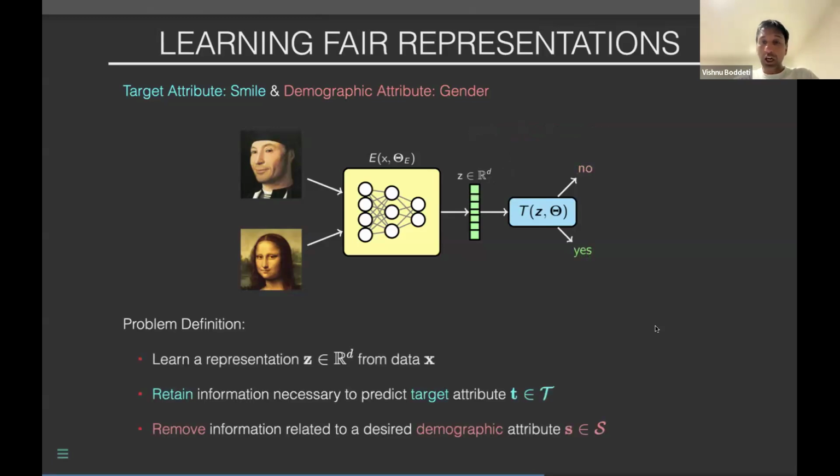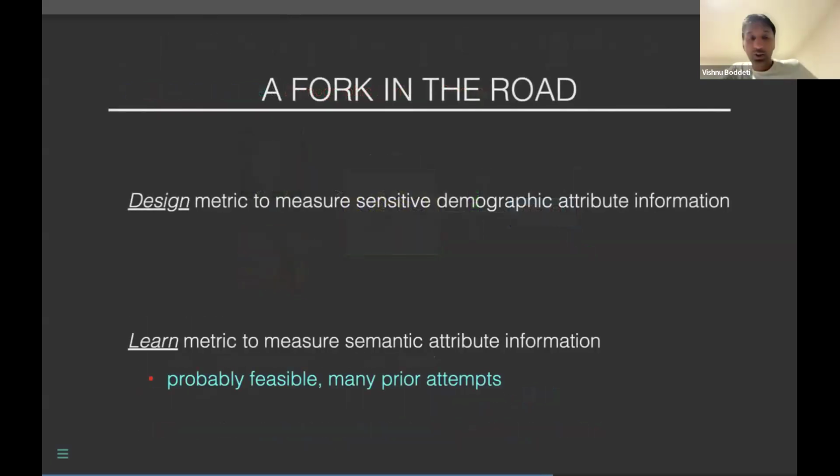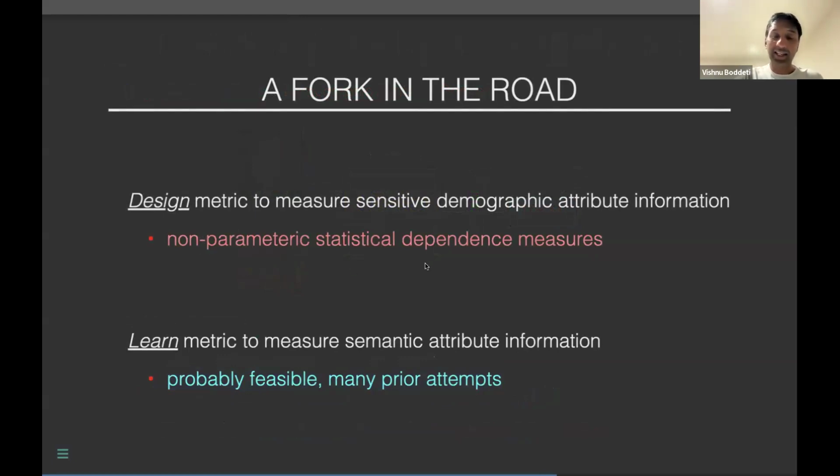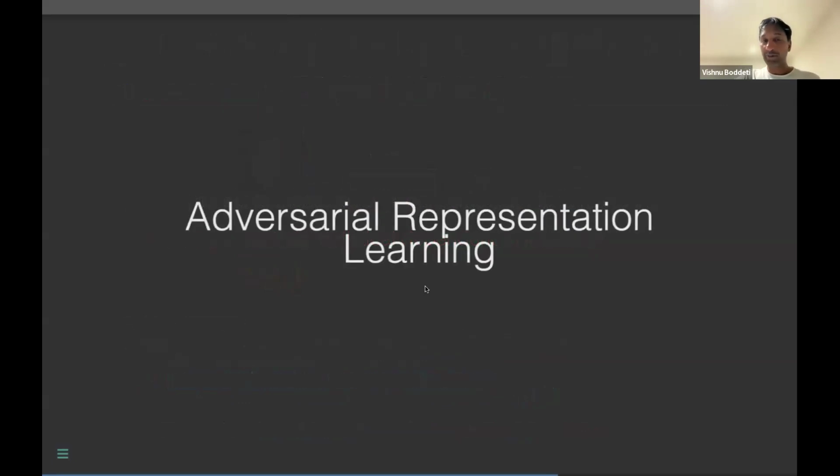There's a lot of work on this where the goal is to retain as much information as possible on the task you're trying to predict while removing information about the label you don't care about. In this case, it's the gender. You want to remove gender, and I want to keep information corresponding to smiling. There are a lot of methods to do this. You can learn a measure or metric of information, and a lot of work has gone into learning this. You can also design this by hand. A lot of the work that I have done in my research falls into this category. So I'll very briefly cover these two and then show you some results.